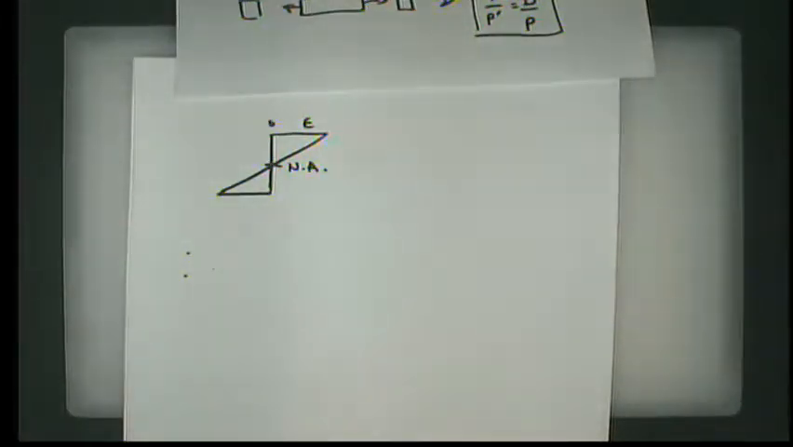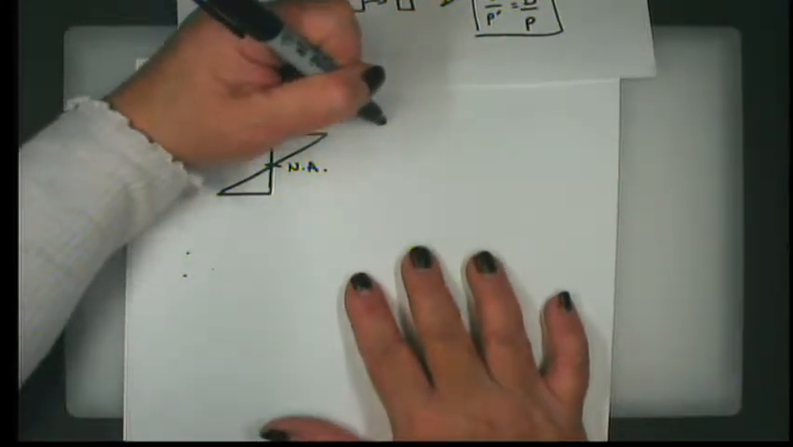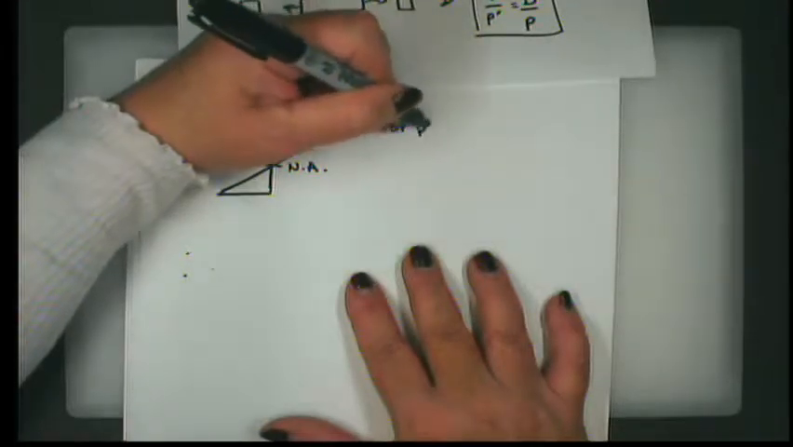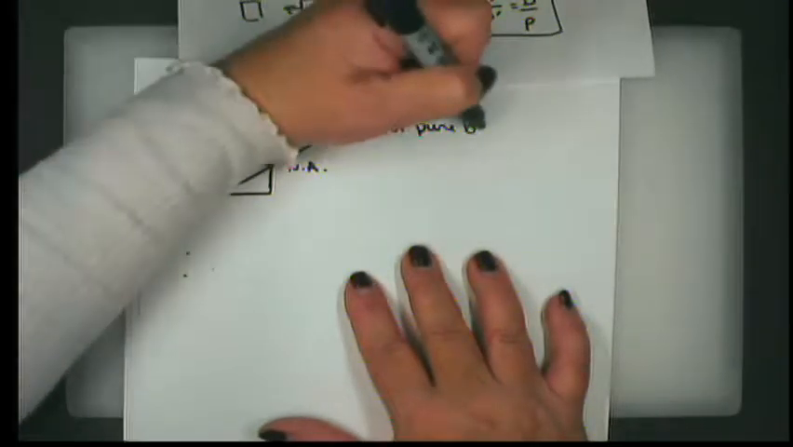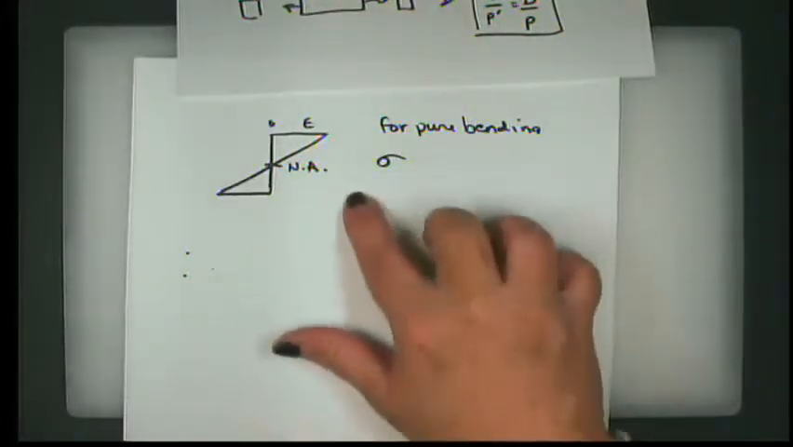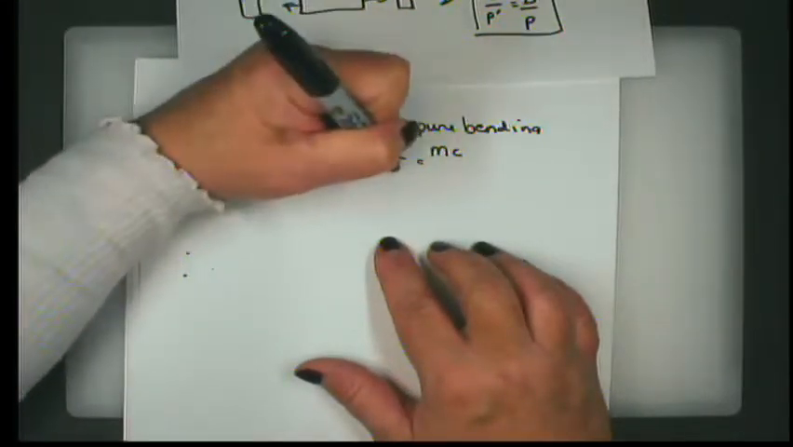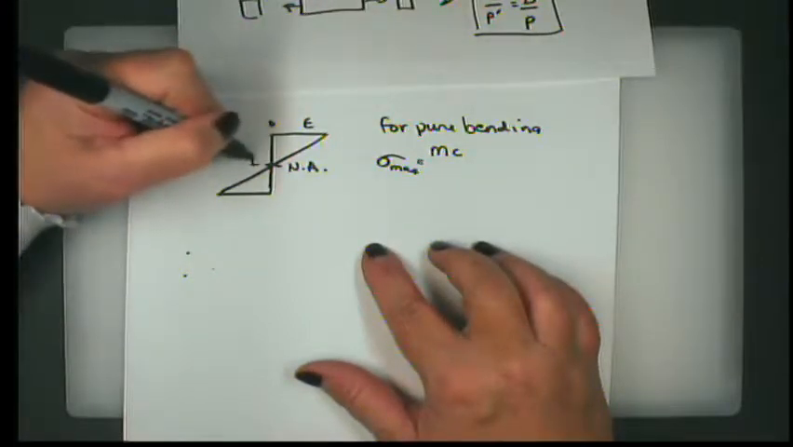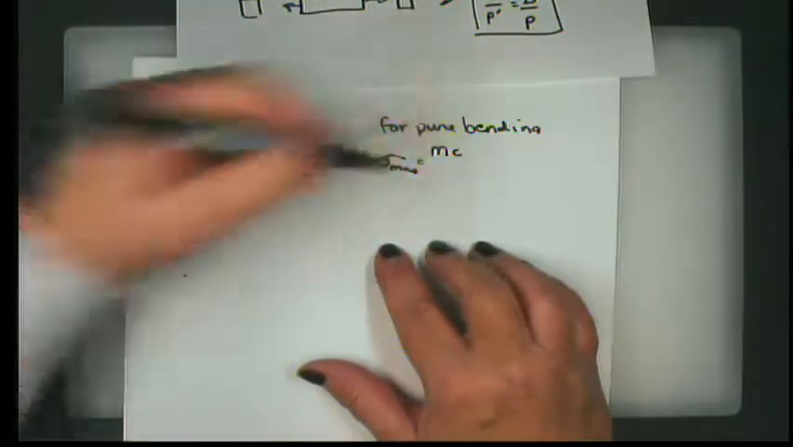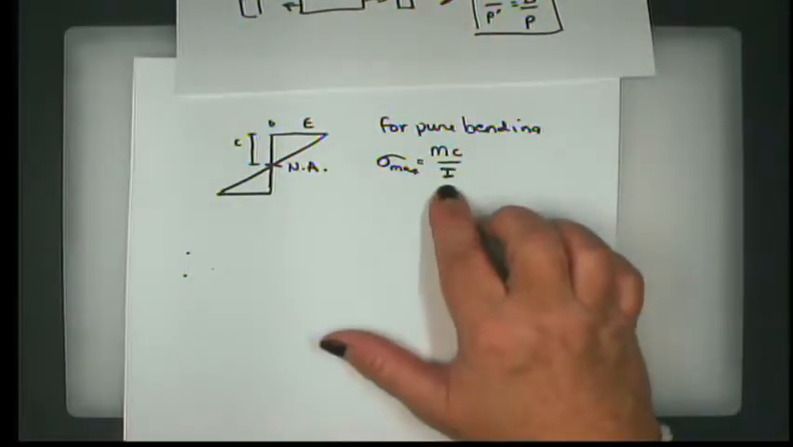Then I introduced, pretty much without proof, some formulas which are called the elastic flexure formulas. They tell us that for pure bending, sigma at any point on this axis is equal to the moment applied, this is the max, times c, which is the distance from the neutral axis to the surface, over I, which is called the moment of inertia, which we're going to break down in just a moment.